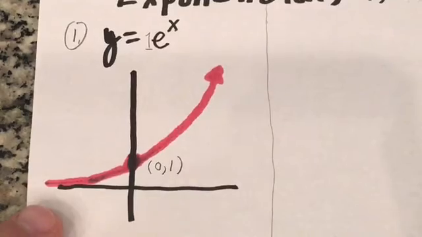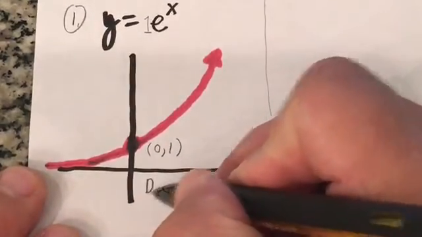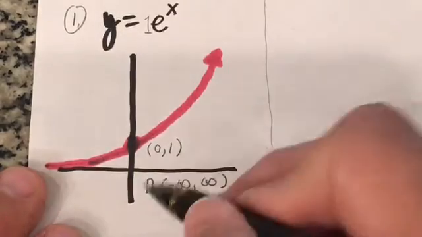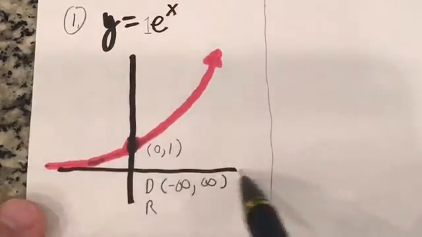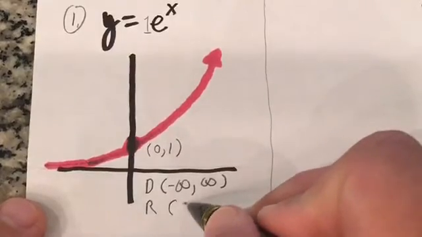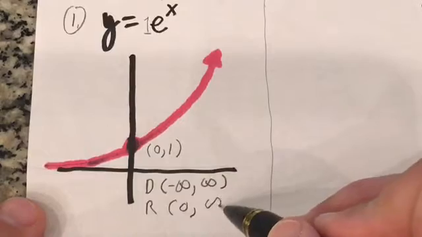People in college algebra, they're asked what the domain and range is. So the domain for this graph is negative infinity to infinity, and the range for this graph, it starts at 0, but it never really touches 0. So it's going to be parentheses 0, comma, and then it goes up forever to positive infinity.